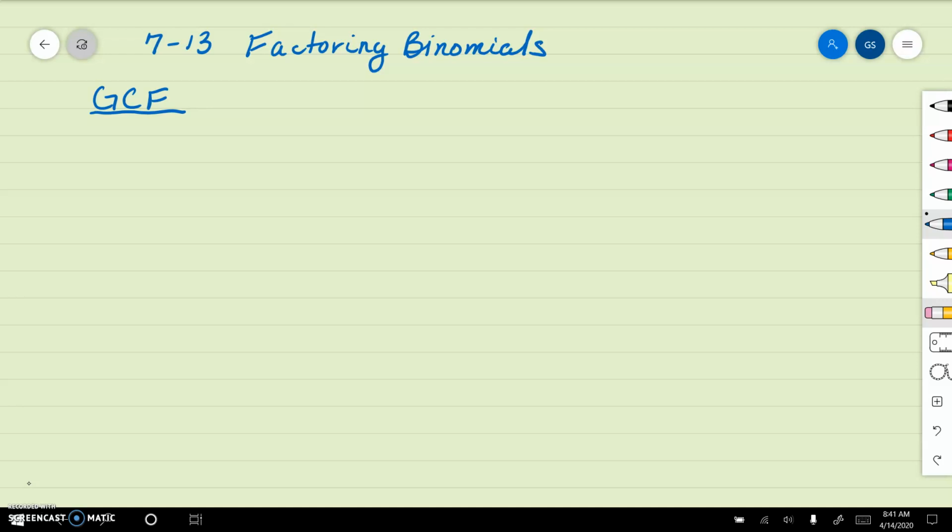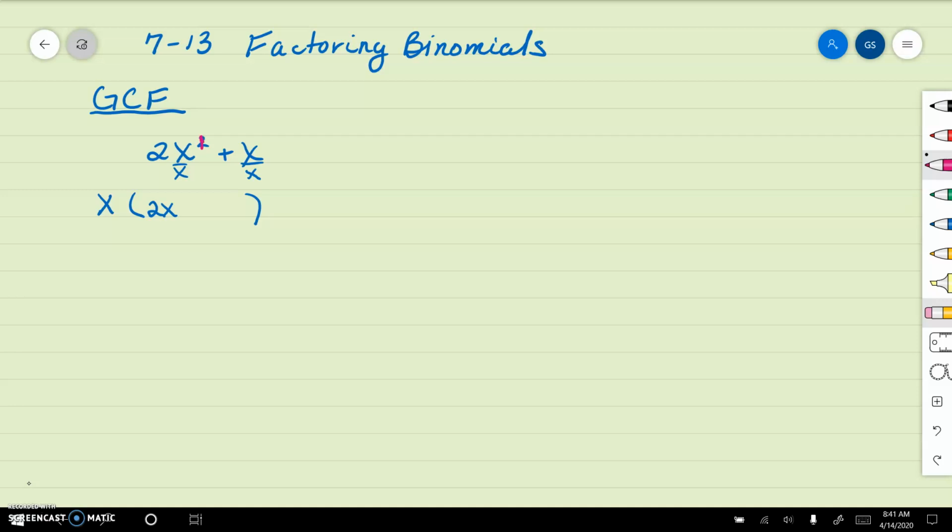So just as a reminder, something like 2x squared plus x, well, what comes out? What's common in both of them? I have an x here and an x here. That means the x can come out. What's left over after I divide by x is going to be a 2x. Let me just show you.